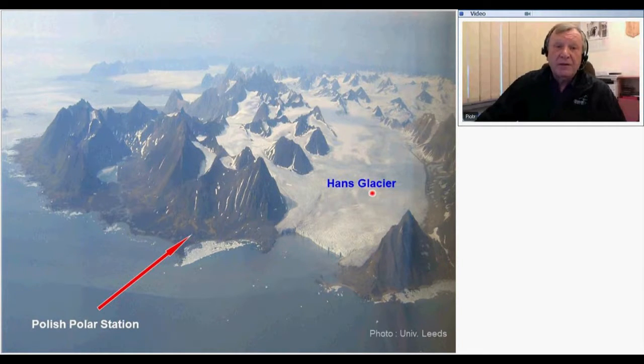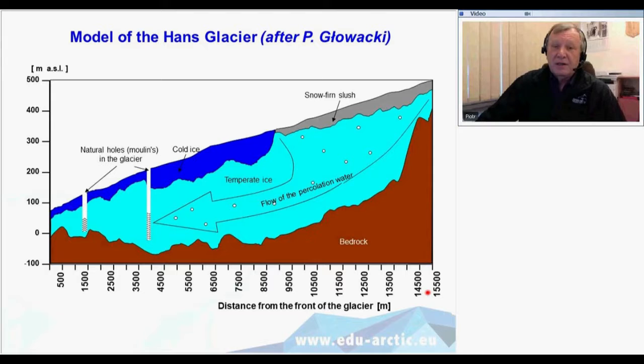What is the thickness of the glacier? Where you see this graph, the thickness of the Hans Glacier is partly more than 400 meters. We have a few elements of this glacier. Here we have cold ice, like concrete. Here we have snow and firn slush with a lot of water, and this water partly percolates inside and fills the crevasses and channels on this glacier.